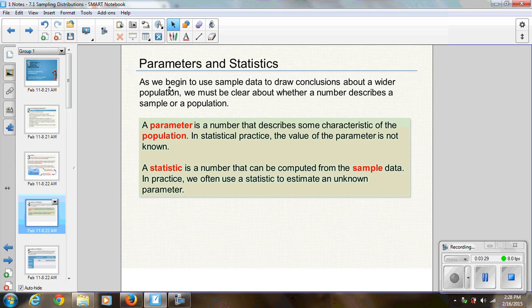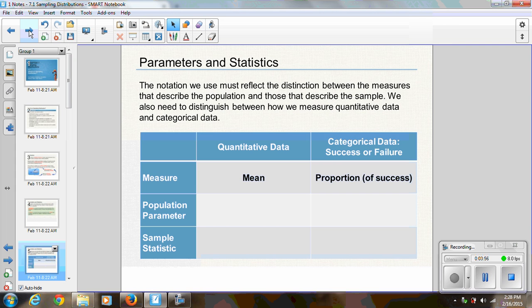The parameter, remember, is basically the number that describes a characteristic in the population. So parameter goes with population. In statistical practice, we often don't know the true parameter. So we gather a sample and we calculate a statistic, which is the number that describes the sample data. In practice, we often use the statistic to estimate the unknown parameter. And we've been doing that all along.